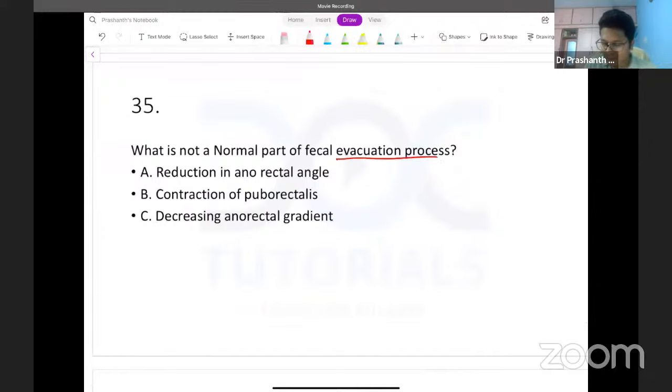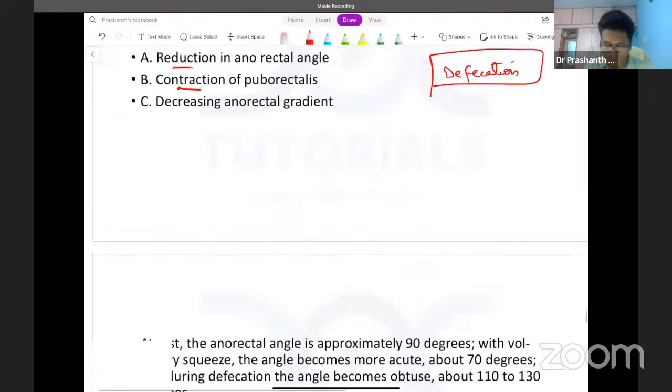So please read about defecation and the different steps. What you should know is that the anorectal angle becomes more obtuse. There is no contraction; there is relaxation of the puborectalis, which makes the angle more obtuse for defecation. Okay, so if you know the anatomy, these questions become quite easy.